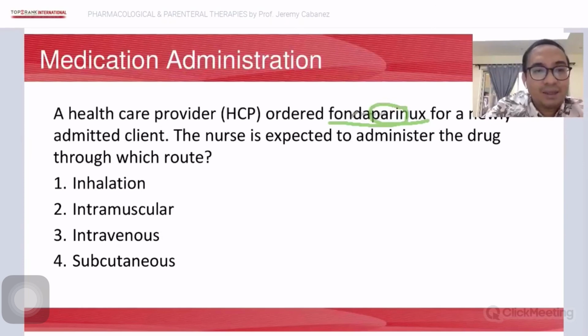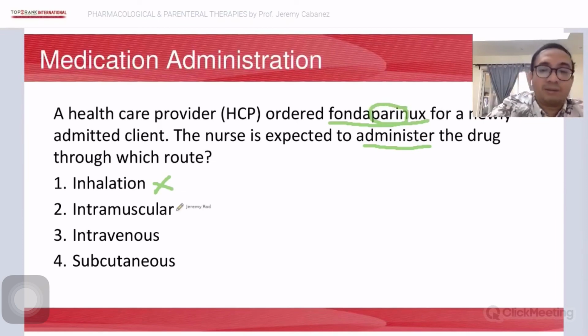Okay. Now, tinatanong, how would you administer? So mayroon ka kagad hint, since this is an anticoagulant. Question, anticoagulants, anong effect niya directly sa blood? So isasagot mo ba yung inhalation? This is true or false? This is false. Kasi hindi naman siya directly into the blood ang effect.